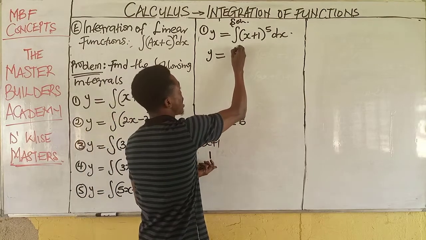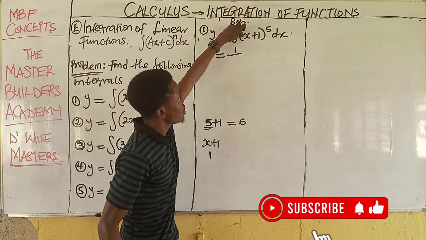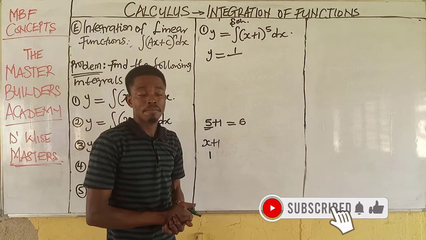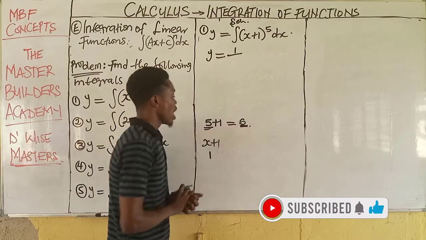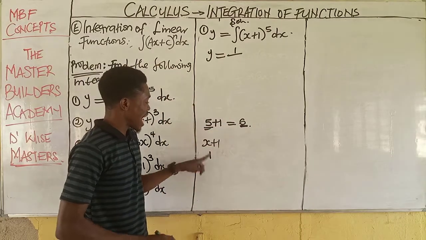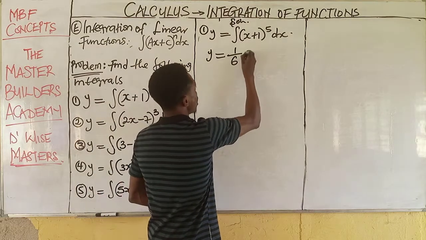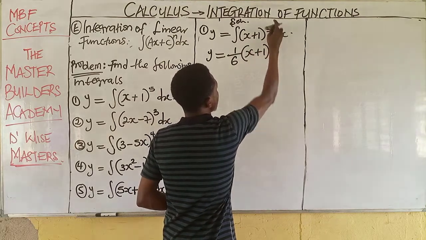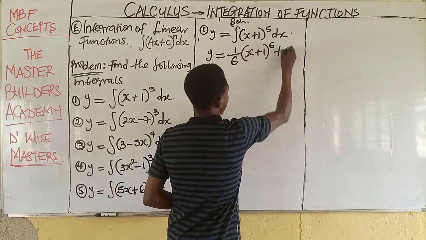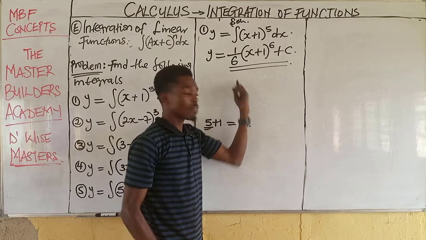Then I will have this as 1 all over. Now differentiate this function and increase this by 1. So when I increase 5 by 1, I have 6. And when I differentiate the function of x, I have 1. 1 multiplied by 6 is 6. Then repeat the given function and increase the power by 1, plus c. This is the answer to this question.